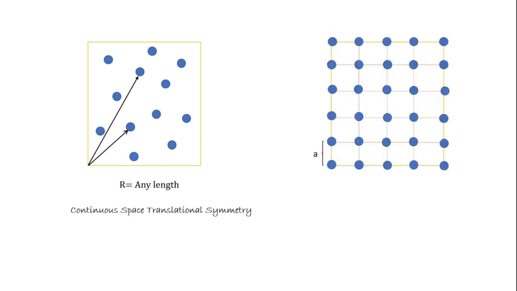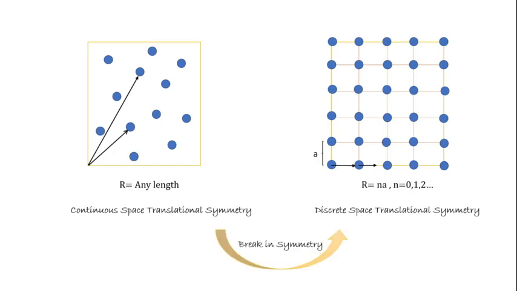But let's say you have a solid like this 2-dimensional crystal. To get an atom, you have to move some specific distances. If you move some arbitrary distance, you won't get an atom. Specifically, you have to move distances which are integer multiples of the atomic separation. That's why people say solids have discrete space translational symmetry, which is just a fancy name to say that you need to move some discrete set of displacements in order to get atoms. So there is a break in symmetry when you move from gas to a solid.